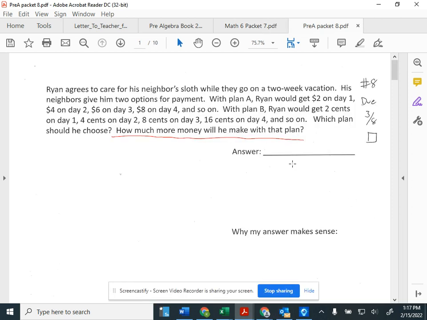So, math packet number 8. Friends, you need to show me how much money he makes from plan A. Show me how much money he makes from plan B. And then how much more money will he make with the plan that gives him more money. So you cannot just write plan A or plan B. How much money? Don't just write an amount. Show me how you got the amount. Don't just write plan B. Show me how you get the amount. Okay, you're not just writing an amount. You have to show your work.